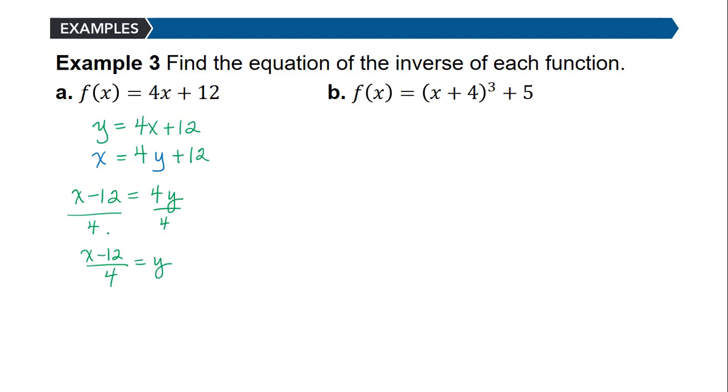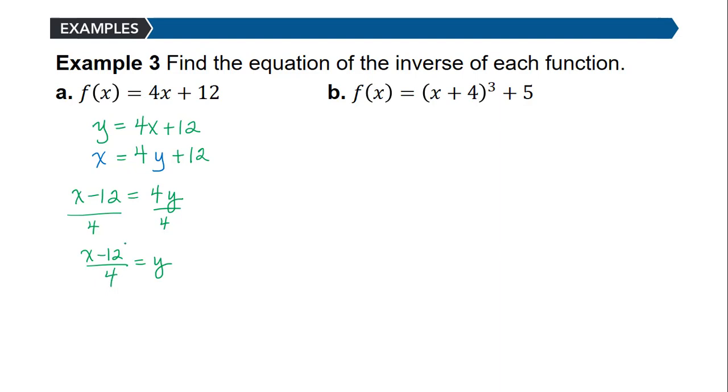Now I want to point out something. I did this earlier in another video, thinking about the operations of the function. For instance, this function f takes an input value, multiplies it by 4, and then adds 12. To reverse those steps, we have to subtract 12 and then divide by 4, and that's exactly what this function (x minus 12) all divided by 4 represents.